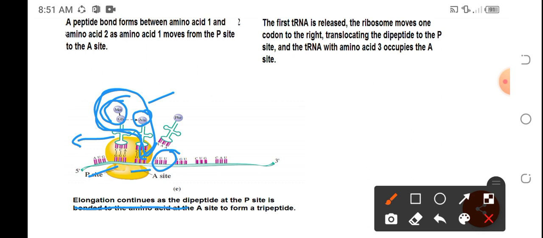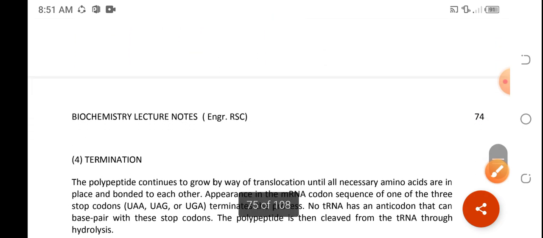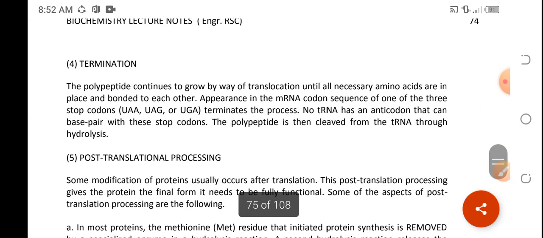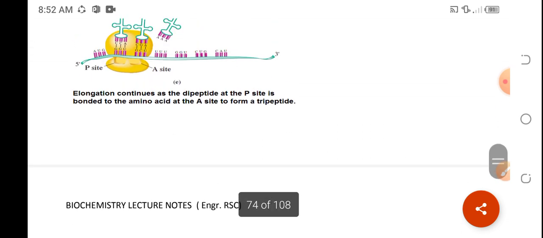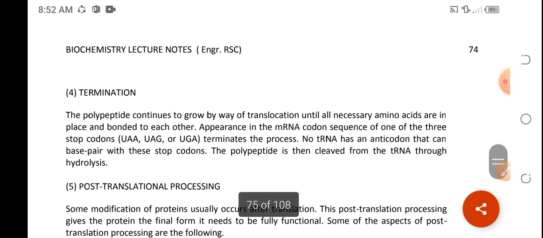So, this elongation continues as the peptide, or the amino acids in the P site, will bond with the amino acid in the A site. Okay? Hanggang sa humaba siya. Okay? Now, after elongation, we have termination. Termination will be detected if dun sa P site, ang madedetect niya ay a codon that codes for a stop codon.